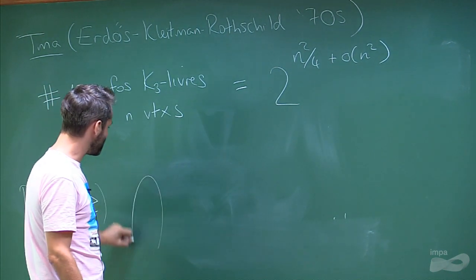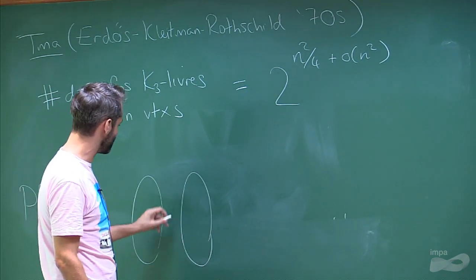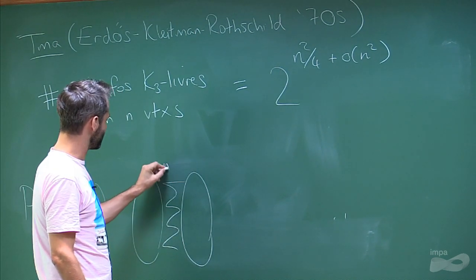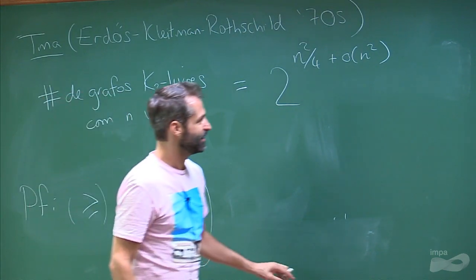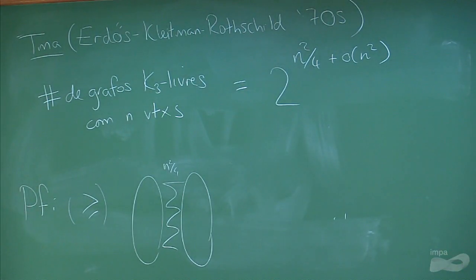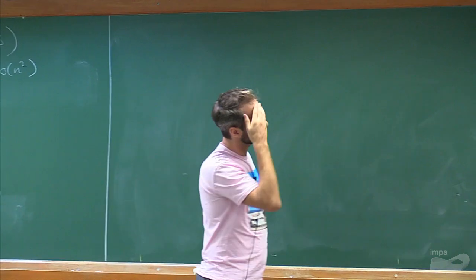Yeah, exactly. Take any bipartite graph. Just take a bipartition. Here you've got n squared over 4 edges. Any subgraph works. Okay. So what about the upper bound? Sorry? You do this, right, exactly. Right, so how do you count?